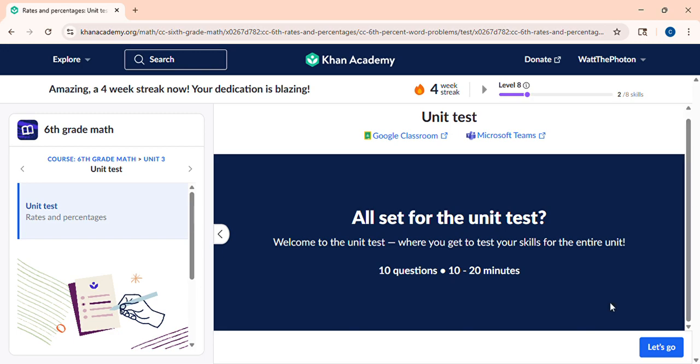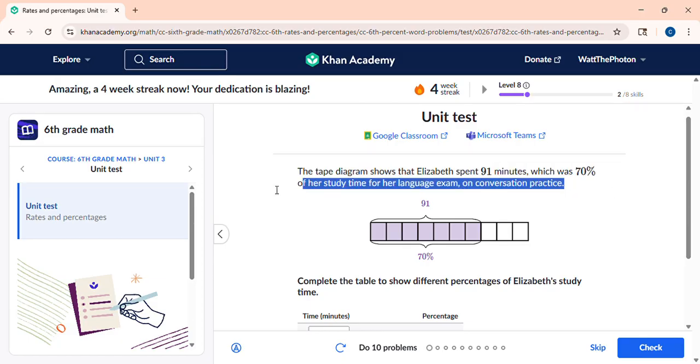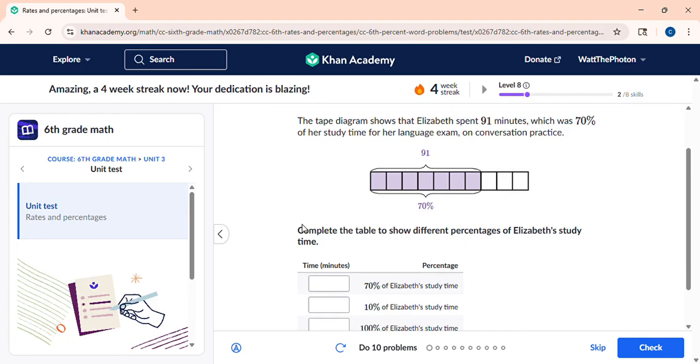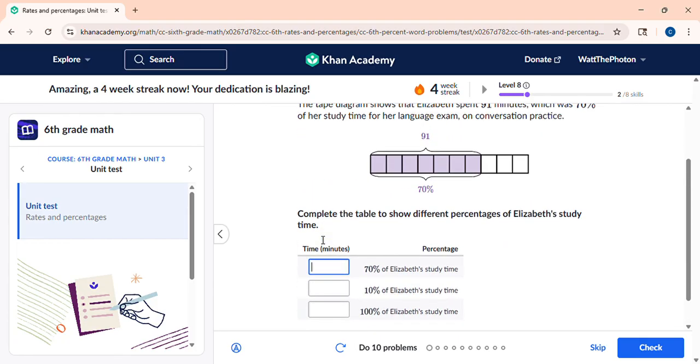Alright guys, Unit 3 test. So the tape below shows Elizabeth spent 91 minutes, so 70% of her time, on conversation. Complete the table to show the percentages of Elizabeth's study time.